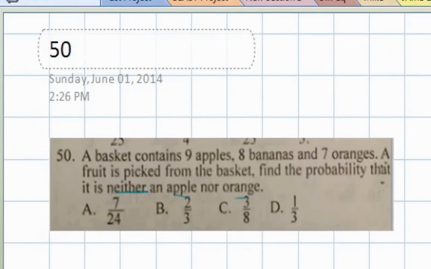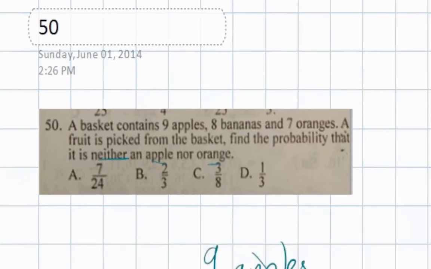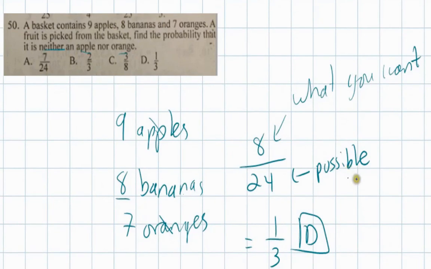Question 50 says a basket contains 9 apples, 8 bananas, and 7 oranges. A fruit is picked from the basket, find the probability that it is neither an apple nor an orange. So you will have 9, 8, and 7 of each kind of fruit, and you add them up to figure out how many you have possible. That will be your denominator. Then you need to put what you want on top. So not an apple, not an orange means that you only want bananas. So 8 out of 24, and then you reduce that to get 1/3, and your answer is option D.